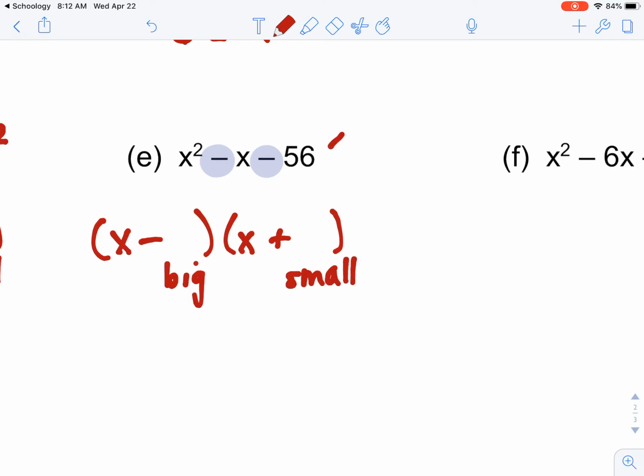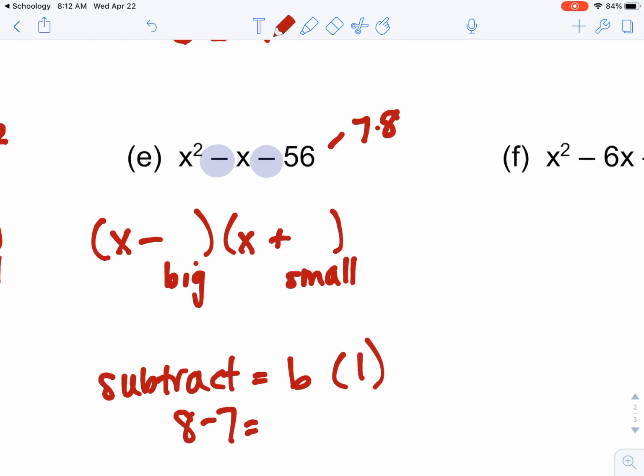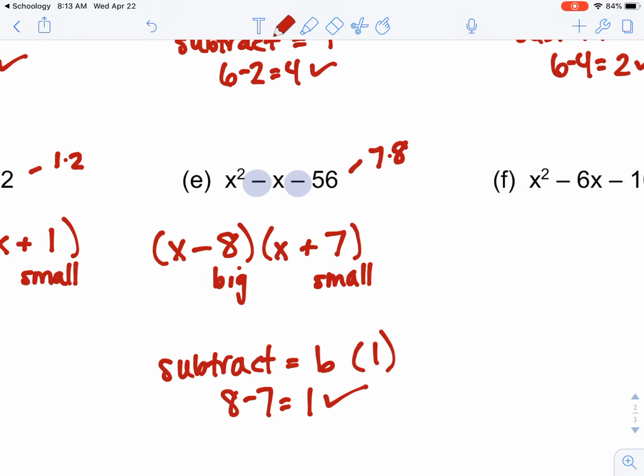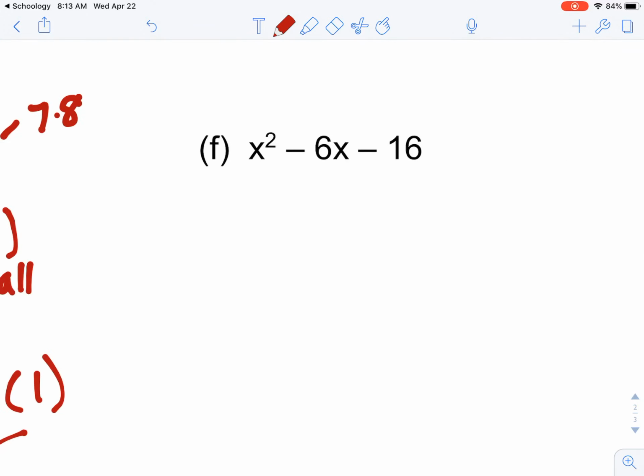So we're looking for factors of 56. And as you practice, you don't have to write them all out if you can figure out the factors first. So if I have the factors 7 and 8, right, and I'm looking to subtract to equal b, which is 1. If I take 8 minus 7, that gives me 1. So those are my factors. So I'm going to have x minus 8 times x plus 7.